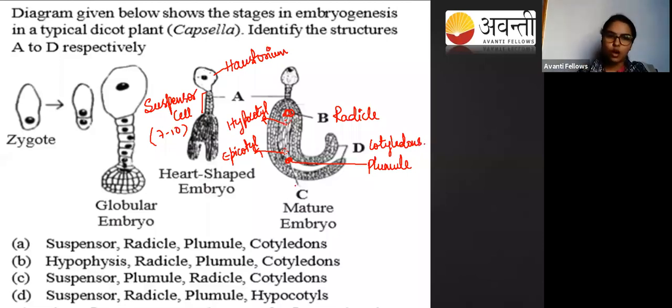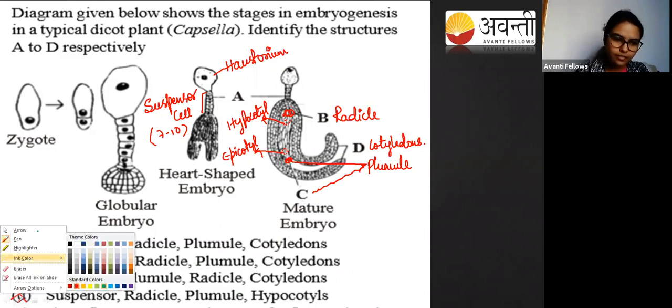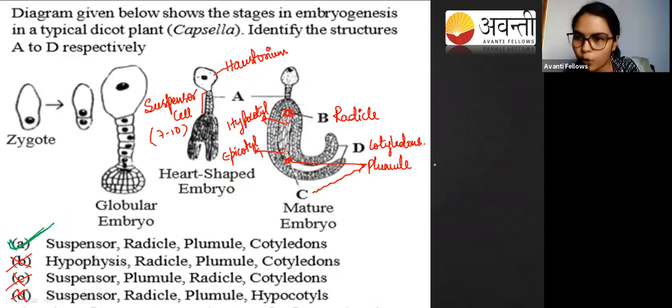Now let's look into the options. A is suspensor cells, so B is taken out. Then B with radicle, so we are eliminating C. C is plumule. So this is plumule, guys. Both of the options have plumule. D is cotyledons. So D is taken out, and the answer for this question is A. I hope you have understood.